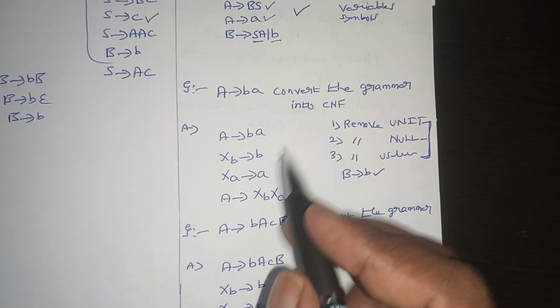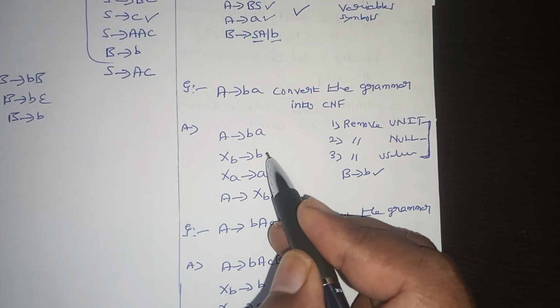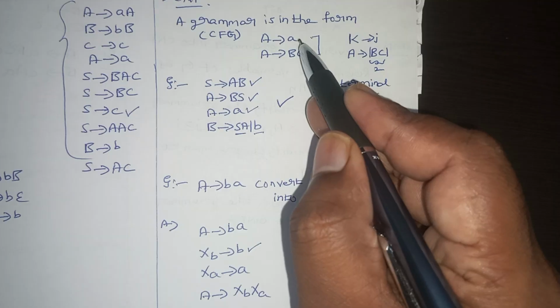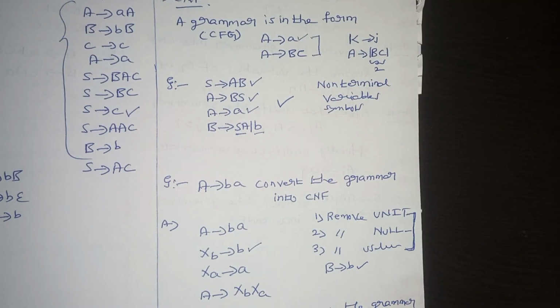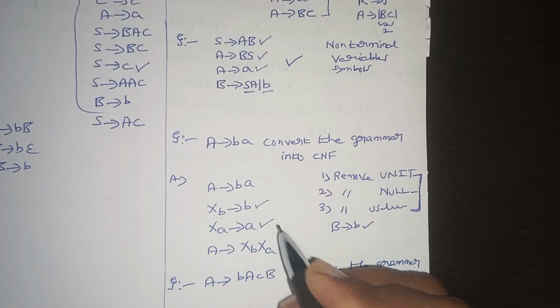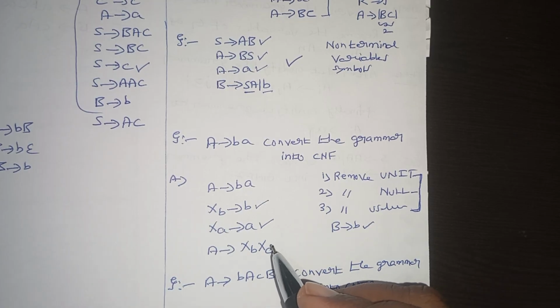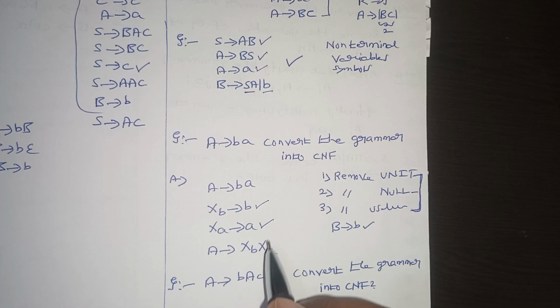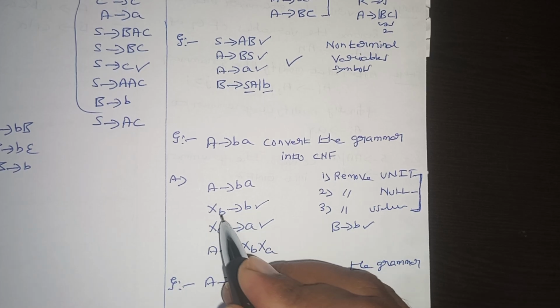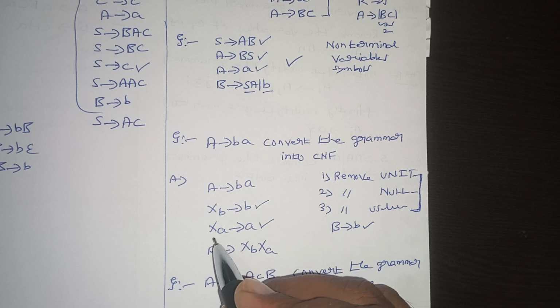Okay, I am assuming this is in Chomsky normal form. Yes, why? Because there is a rule A tends to a that is applying. Now this also has the Chomsky normal form, same. Now what you write: in the place of small b you write Xb, in the place of small a you write Xa.